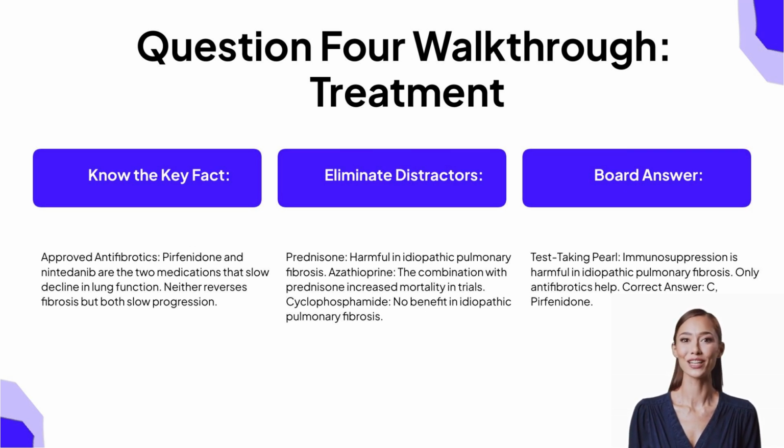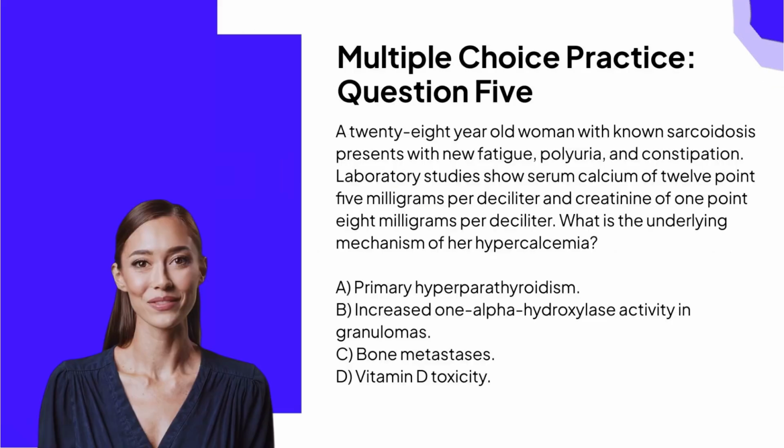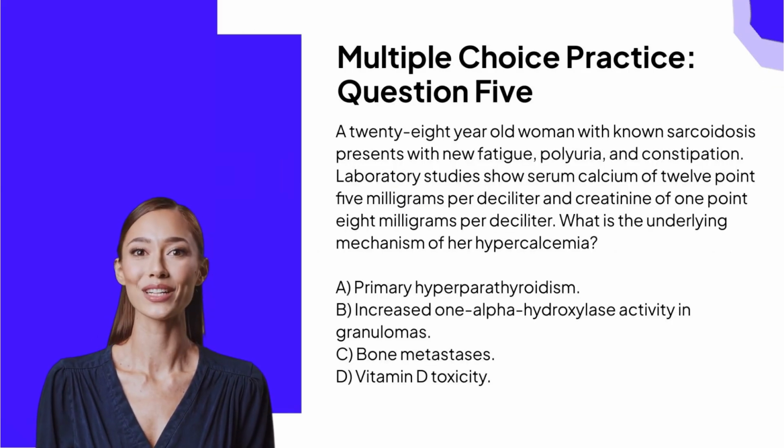Your test-taking pearl: immunosuppression is harmful in idiopathic pulmonary fibrosis. Only antifibrotics help. The answer is C, pirfenidone.